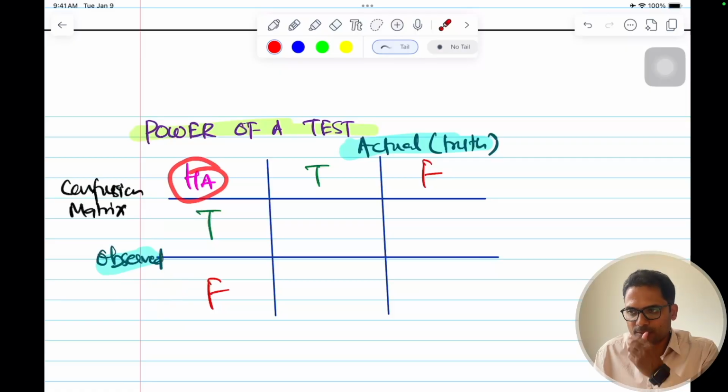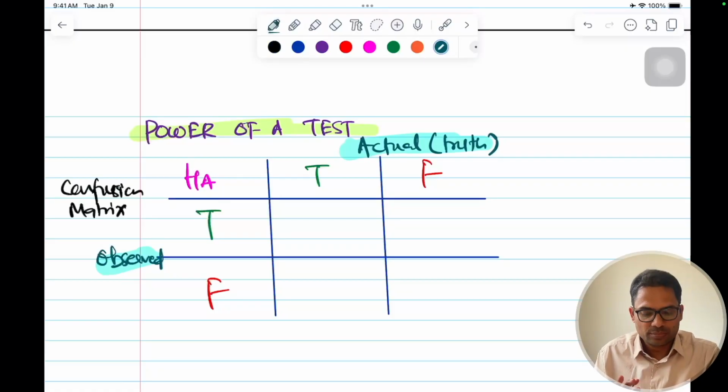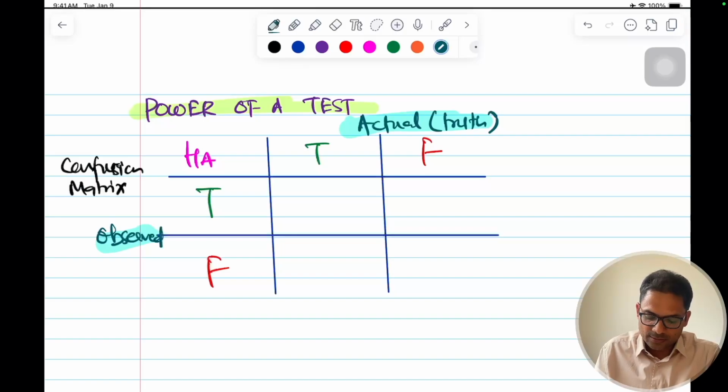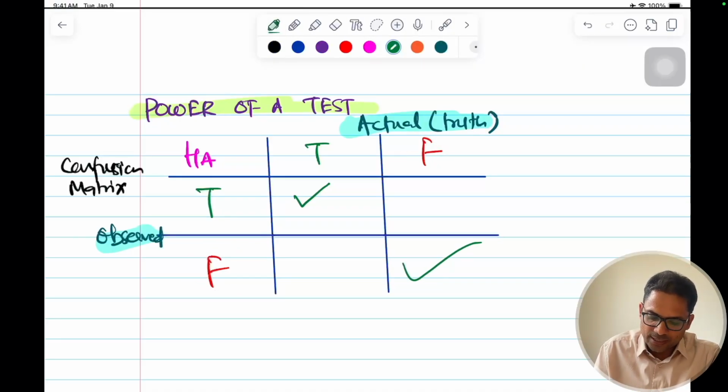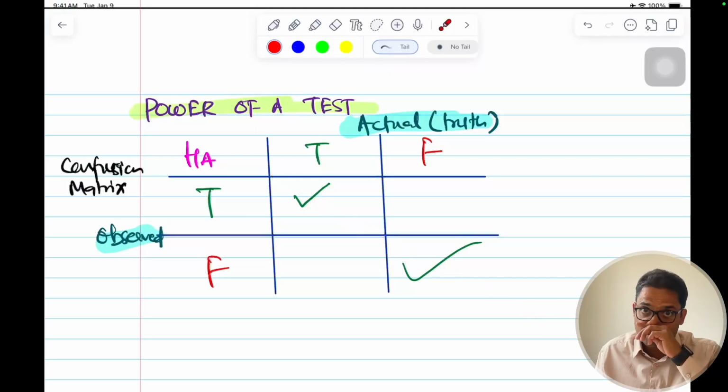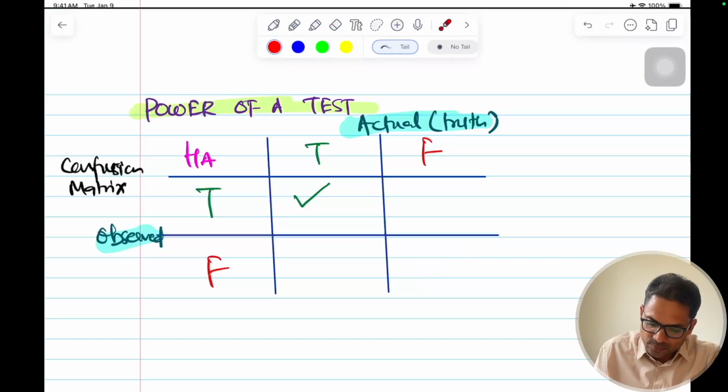So if my alternate hypothesis is true and I find that this is true, then good. If my alternate hypothesis is false and I found that this is false, this is also good. So these are good brackets to be in. All these diagonal elements will be good. Let me make this tick a bit smaller. So this is good.